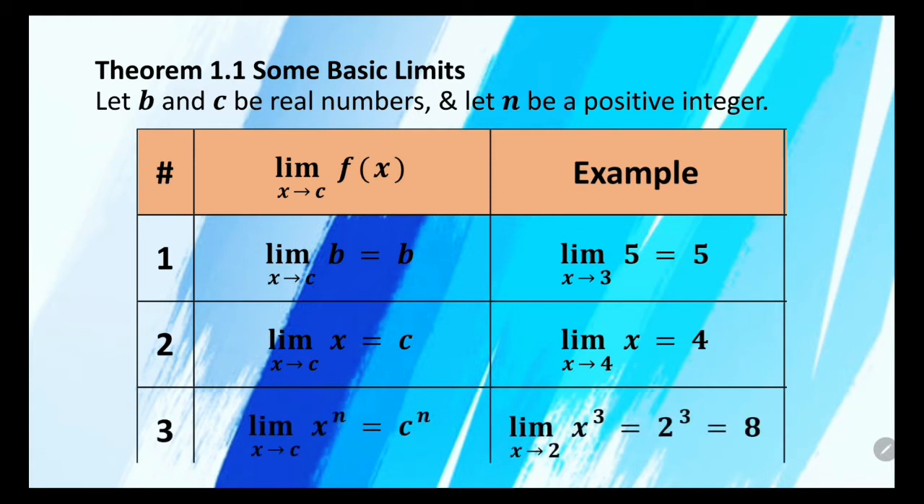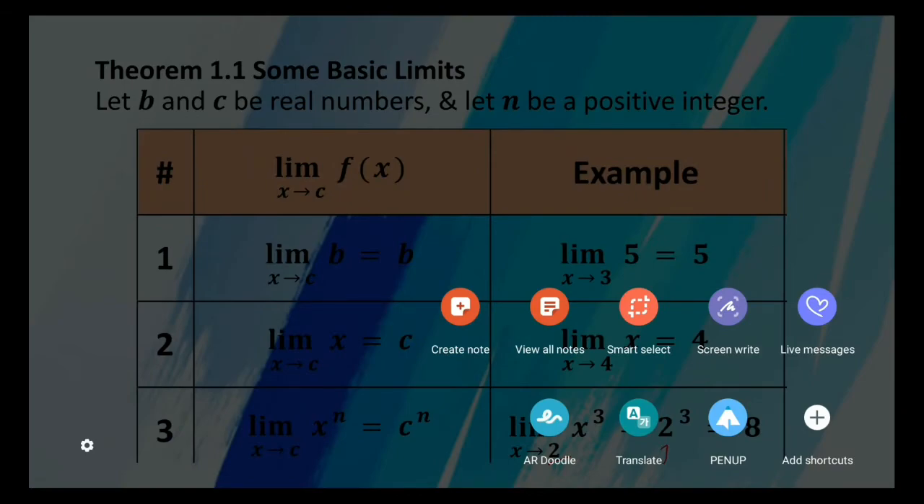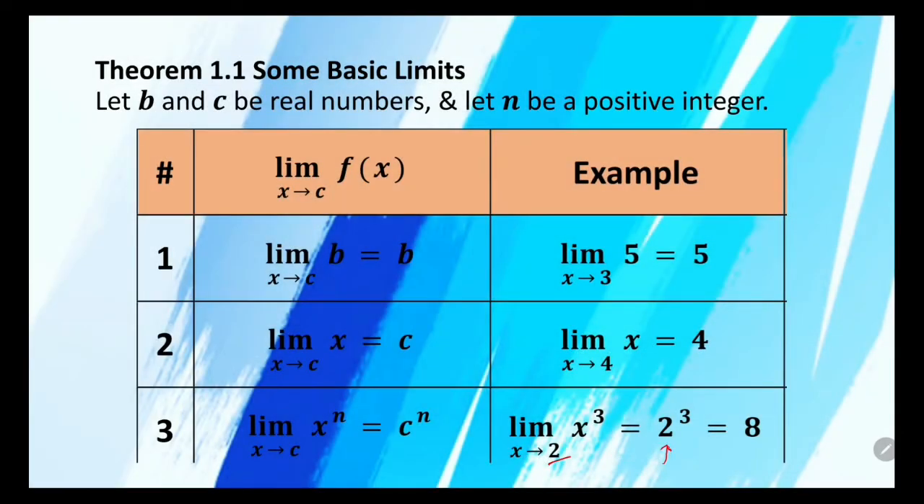The third one is the limit of x to the power of n as x approaches c, which is equal to c to the power of n. Similarly, you can substitute. So you have the limit of x cubed as x approaches 2, so you can substitute 2. You have 2 cubed, and we already know that 2 cubed is 2 times 2 times 2, so you have 8.